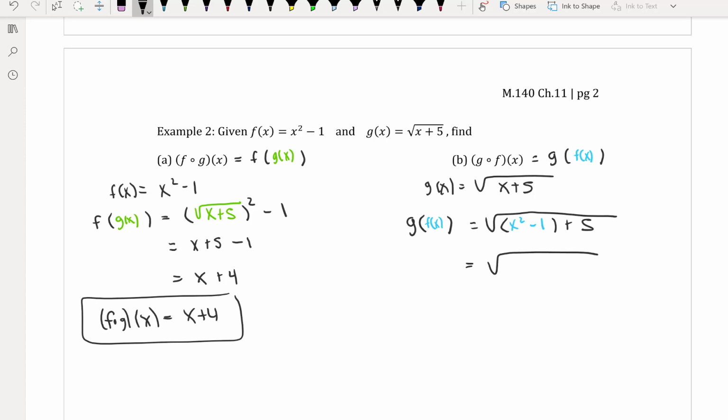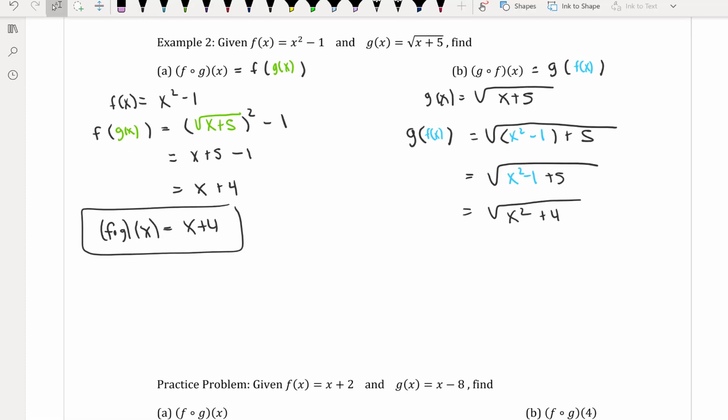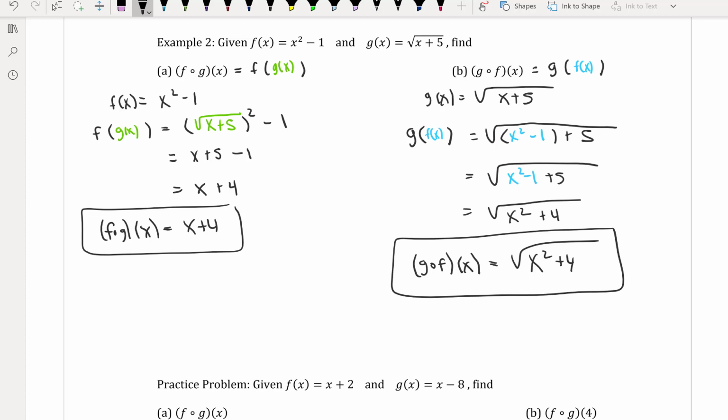So when I simplify this, the parentheses can drop, so I'm left with my x squared minus 1. I don't need the parentheses, and I have a plus 5. So now I have x squared plus 4. And that is as far as you can go. So I'm going to say my g composed with f with respect to x is equal to the square root of x squared plus 4. I cannot go any further. That is as far as I can go for that problem.